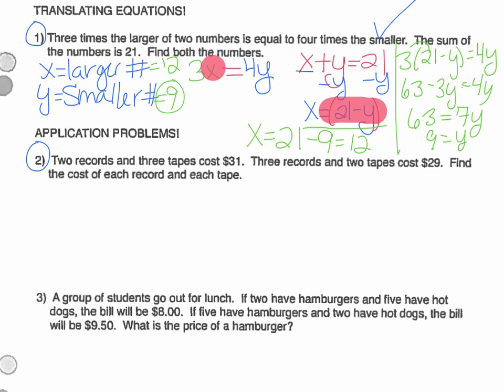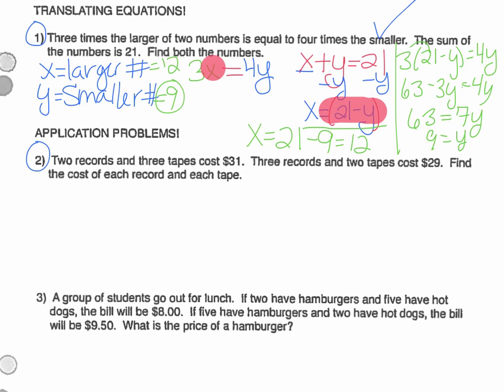All right. And then you always want to go back and make sure that this makes sense, okay? So if you got that the larger number was 9 and the smaller number was 12, you might have gone a little wrong somewhere, or if you just got answers that really don't make sense, you want to go back and look at that. I think our answers look pretty good, and so I'm pretty happy with that.